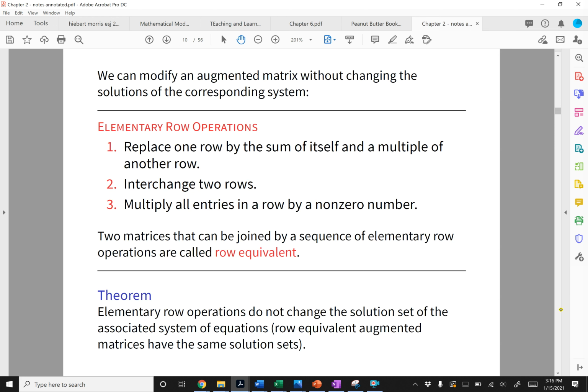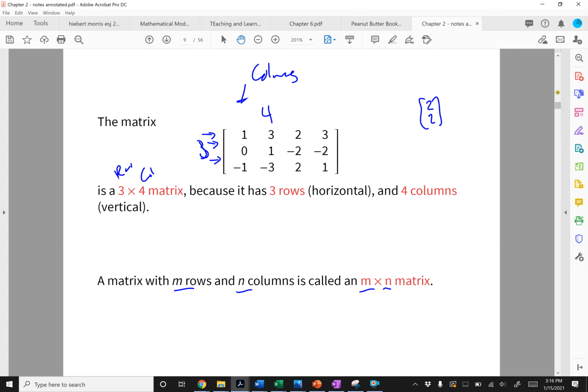Okay. So we can modify an augmented matrix without changing the solution of the corresponding system. Okay, that sounds like a lot, but you guys already know how to do this. You just haven't done it in terms of matrices, perhaps, but the way that you solve systems of equations with elimination are going to be the tools that we use.